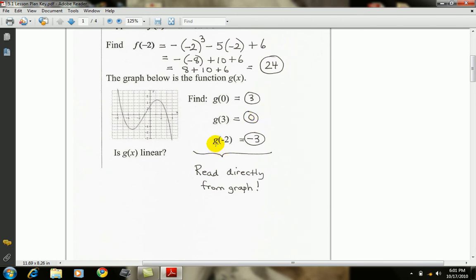Last question. G of negative 2. We come over to the graph. We find negative 2 on the x-axis. If I look up, I don't see anything. So that means I have to look down. And when I look down, notice where I touch the graph. I touch the graph where the y value is at level negative 3. So that's why g of negative 2 is negative 3.